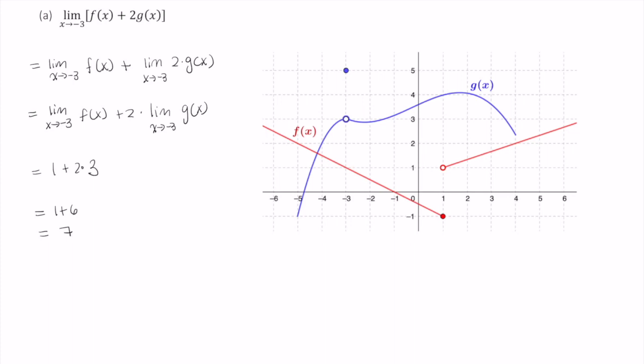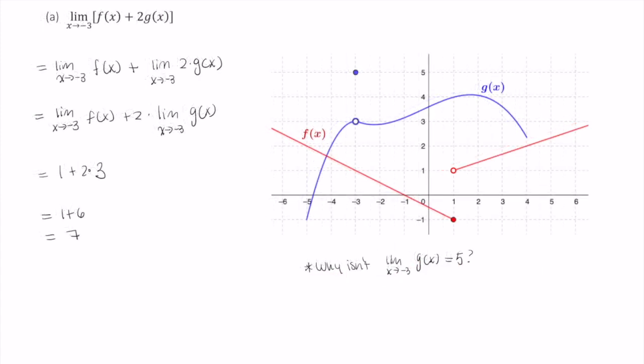Now before we end this video, I have a quick question for everyone. Why isn't the limit as x approaches negative 3 of g of x equal to 5? As you can see here, g evaluated at negative 3 is actually equal to 5. So why isn't the limit equal to 5? Well, the limit is not affected by the function value here when x equals negative 3. The limit is only concerned with what happens to x as we get very close to negative 3, but not necessarily at negative 3, just near negative 3.